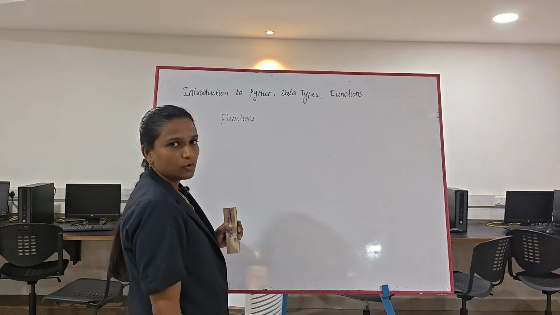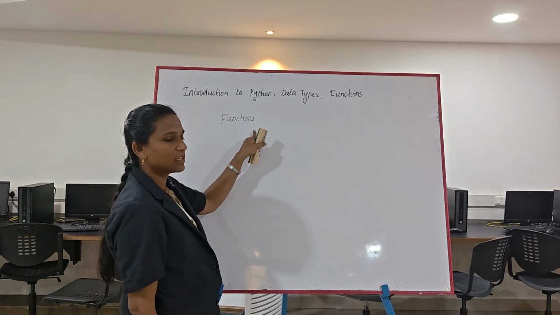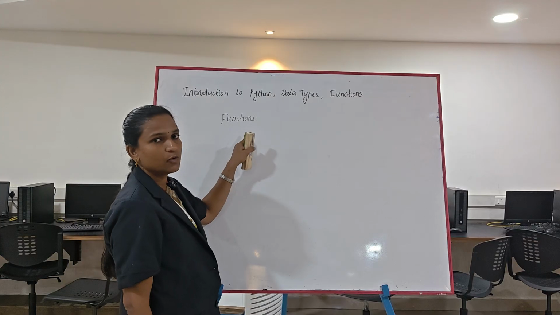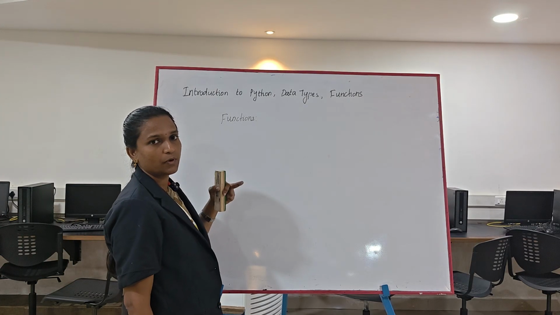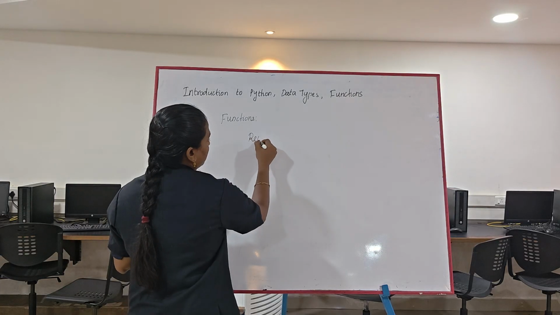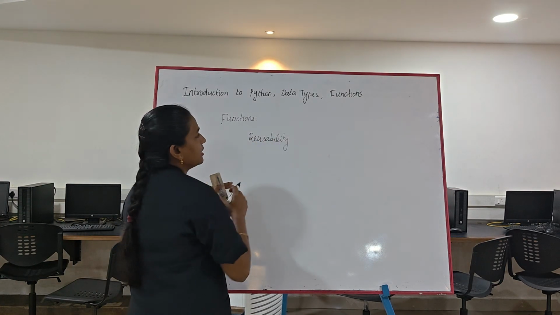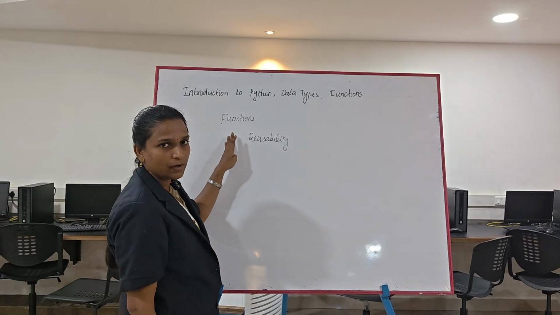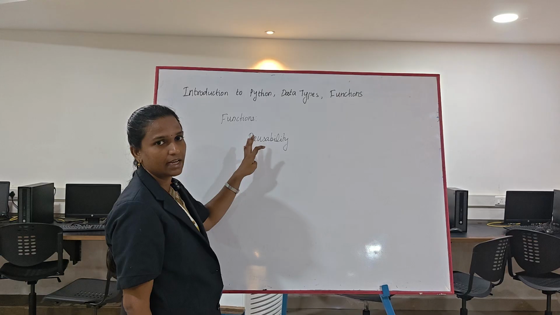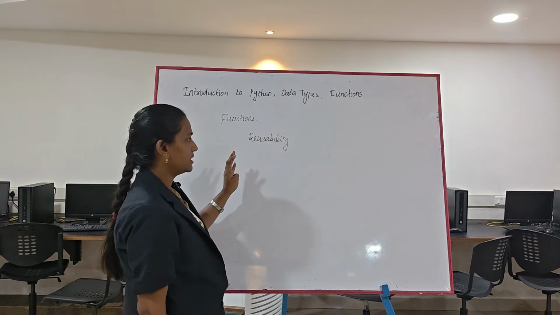Functions. A function is a subprogram. It consists of a set of instructions to perform a particular task. Functions are mainly used to reduce the length of the program. The main advantage is reusability. We can reuse the code again and again. By using reusability, the program looks very neat.